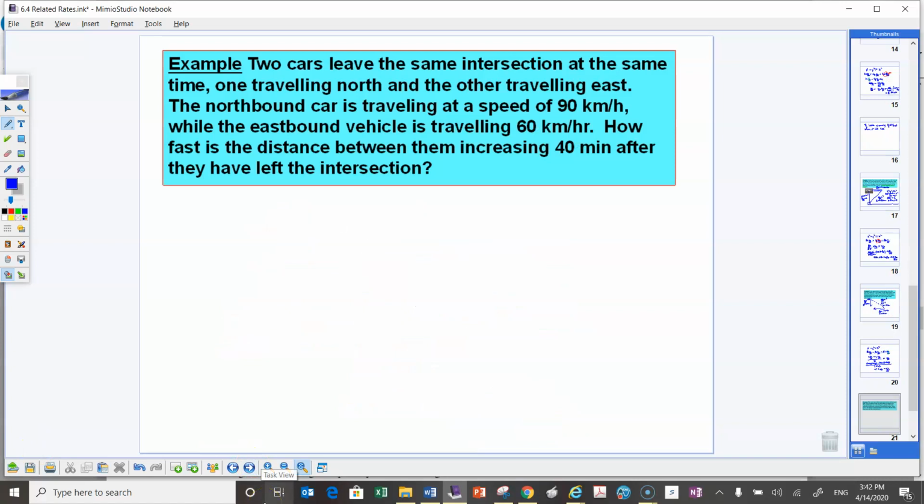Okay, let's take a look at our last example. This time we have two cars that leave the intersection at the same time. One's traveling north, the other's traveling east. So now they're going the opposite way. One car is going this way, one car is going that way.